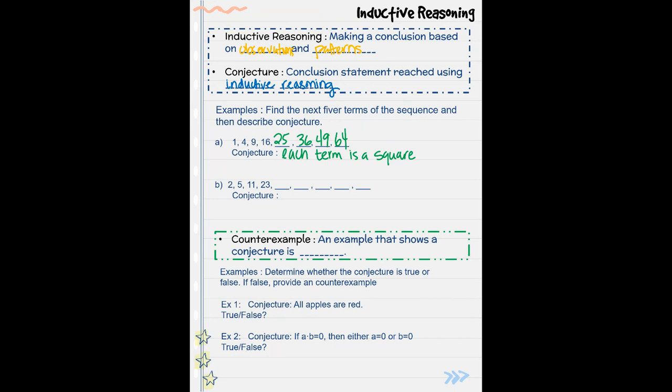All right. So we got 2, 5, 11, 23, and what are the next 5 terms? Looking at these, if I take 2 plus 2 and add another 1, that gives me 5. So maybe if I take 2 plus 5 plus 1.